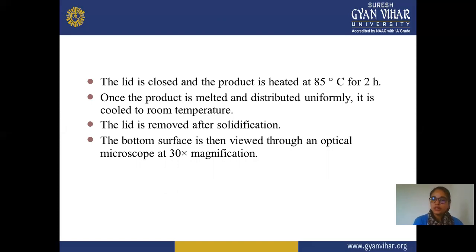And once the product is melted and distributed uniformly, you start cooling the formulation until it reaches room temperature. Means after 2 hours, your product gets completely melted and uniformly distributed in that plate. After that, we start lowering the temperature until it comes to room temperature, and the lid is removed after solidification. When we heat this formulation, it is converted into a liquefied form, uniformly distributed, but at room temperature it solidifies again.